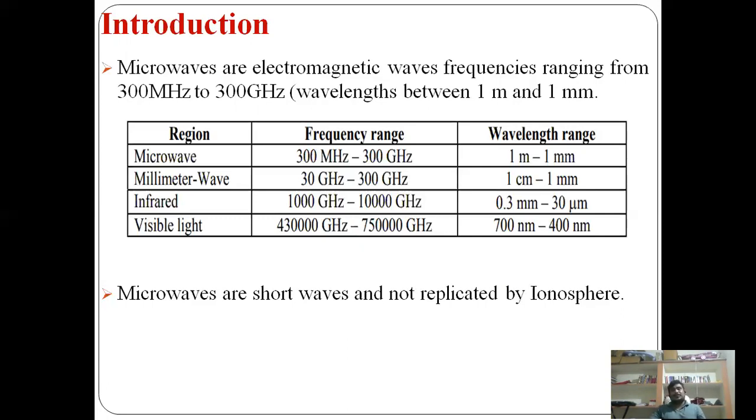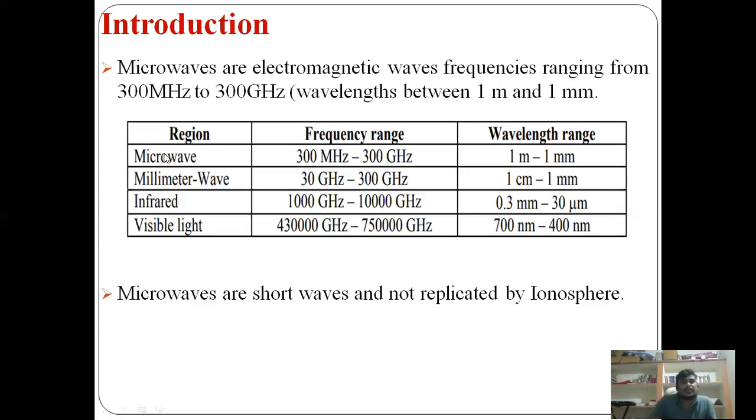The name itself says microwave. So it has a micro wavelength. It's not a wavelength of 10 power of -6, but micro means little or low wavelength. Generally, these microwave frequencies range from 300 megahertz to 300 gigahertz. If you calculate with the formula f equals c by lambda, 3 into 10 power of 8 by 1 meter, you will get 300 megahertz, and up to 1 mm, you will get 300 gigahertz.